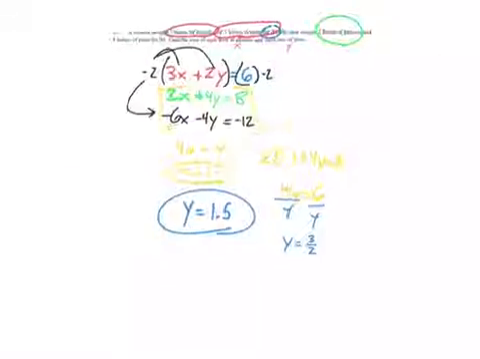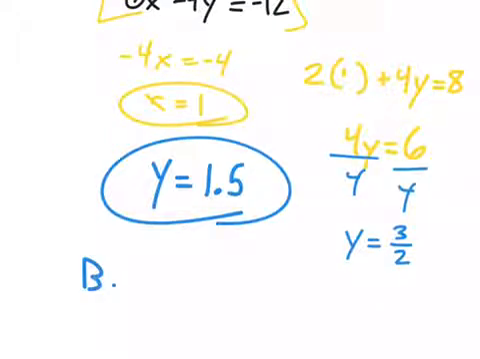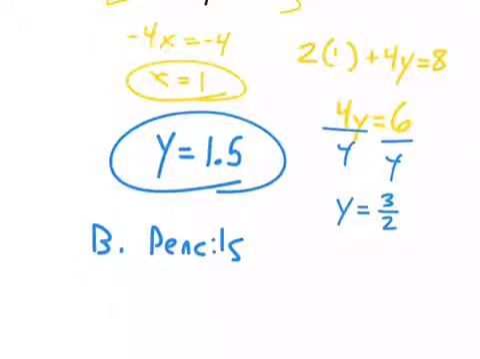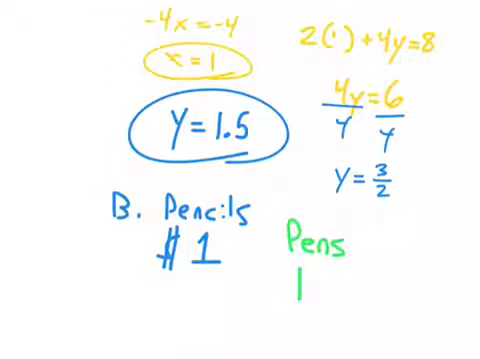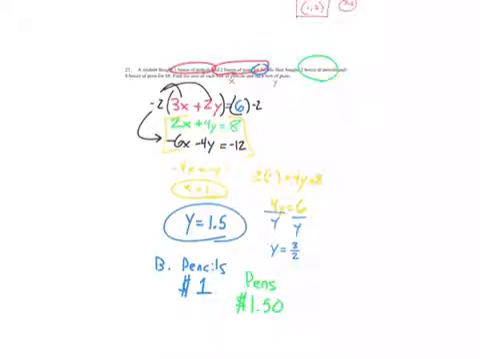Alright, so it asks, what's the price? Well, a box of pencils is x, so it costs $1. Alright, the box of pens costs $1.50.